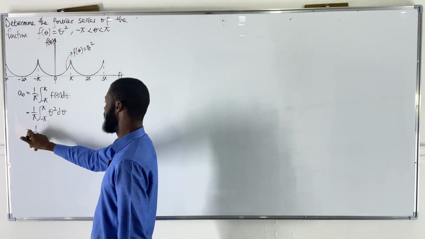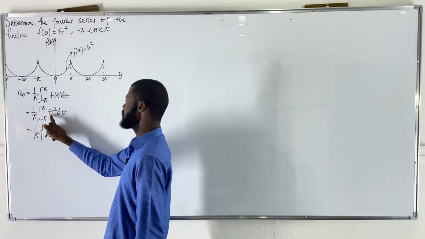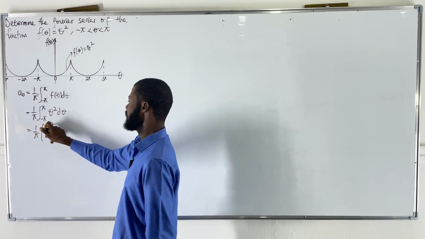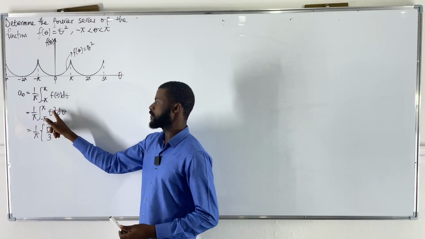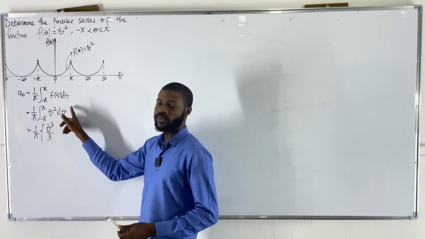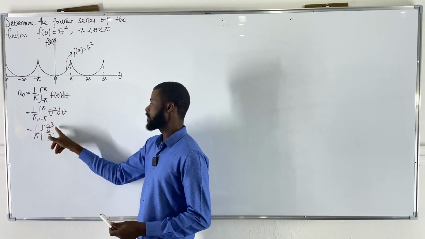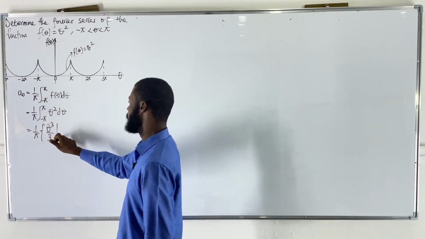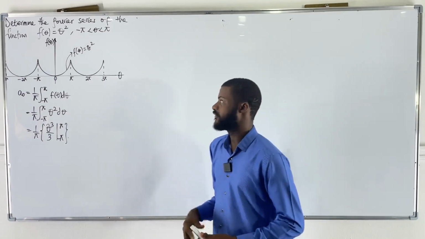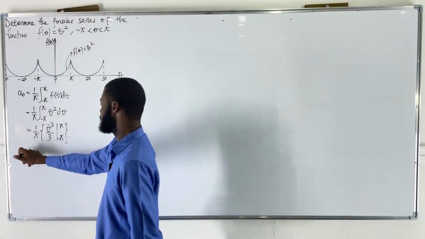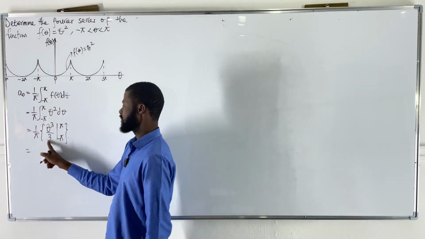So this will be 1 over pi. Then, if you integrate this, you'll have theta cubed all over 3. Remember that since you have the power of 2 here, you need to say 2 plus 1 over 2 plus 1. That was why we had this. And then this is from minus pi to pi. Now, I know that this 3 is a constant, so let me bring it out.